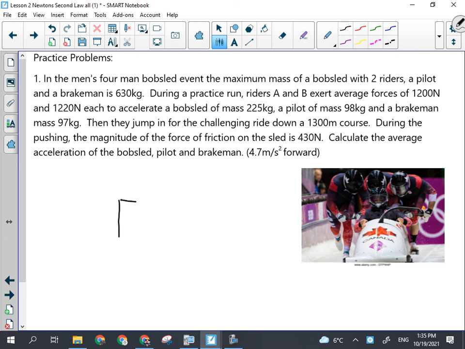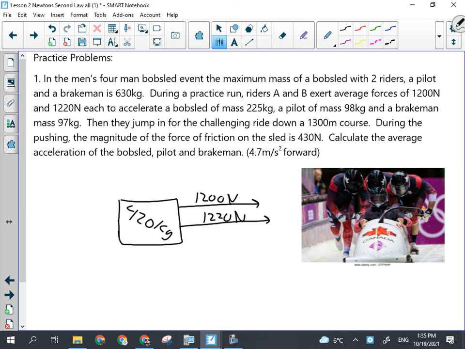So, first thing, free body diagram. My mass is going to be 225 plus 98 plus 97, which is 420 kilograms, quite a bit less than 630. Then I've got to put my forces on there: 1,200, 1,220, and 430.